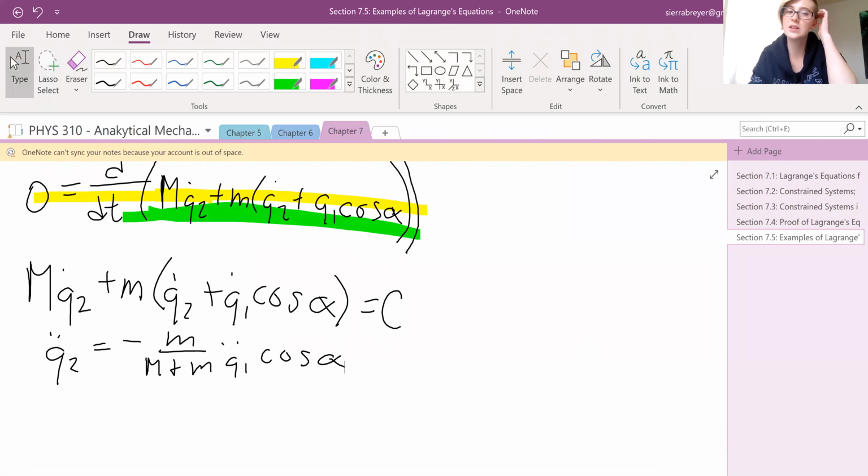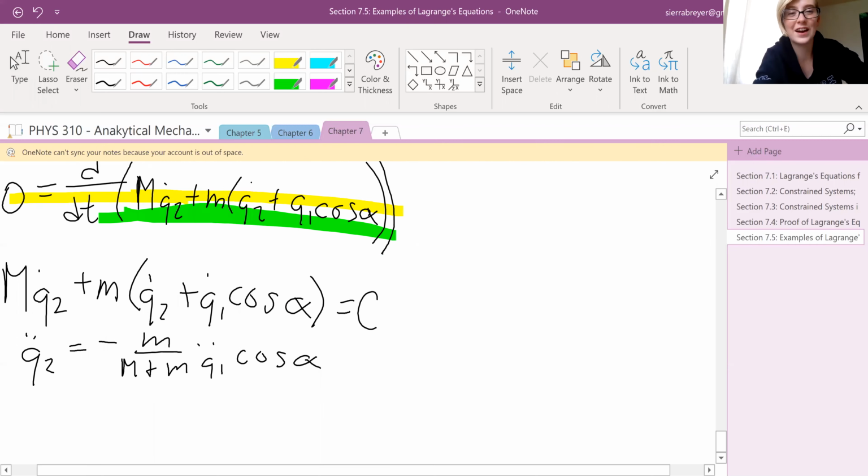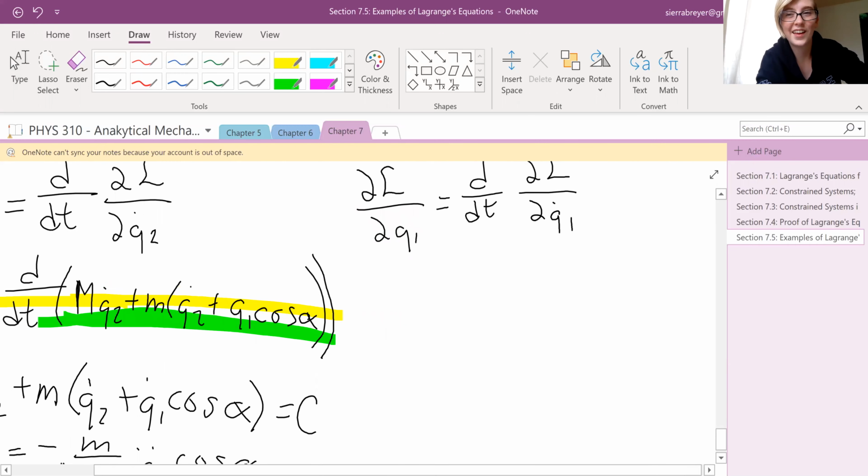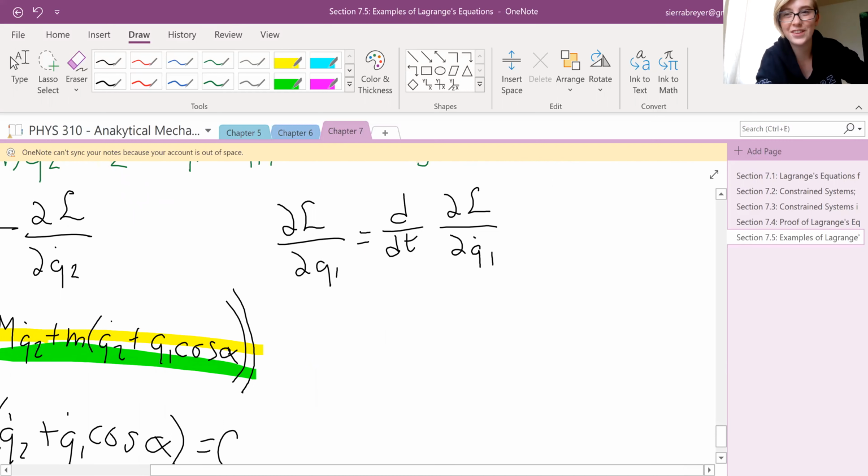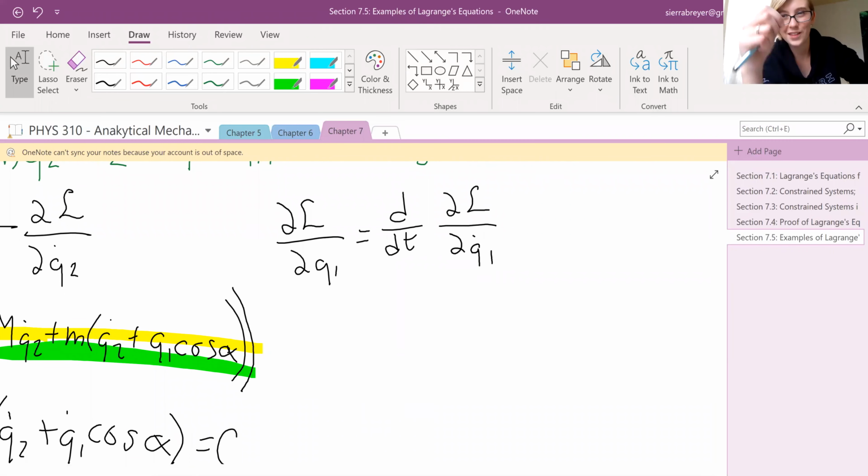So not only did I take the time derivative, I also solved for Q2 dot dot. Trust my math. If you don't, you can check, but I definitely copied out of the textbook, so I know my math's correct.